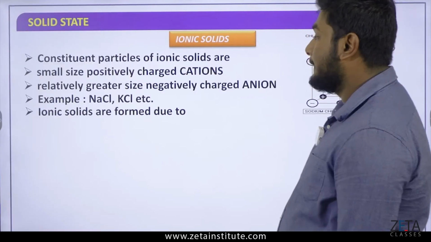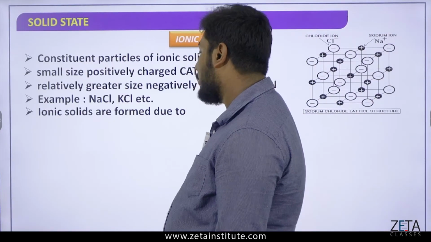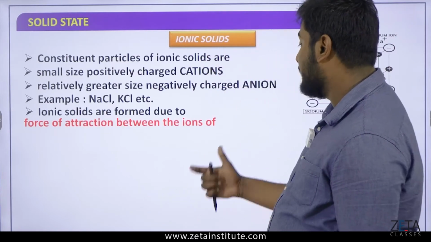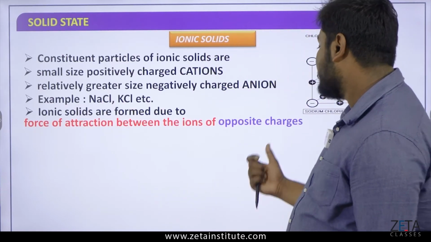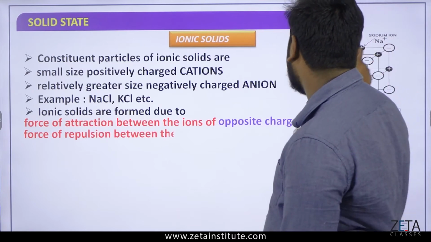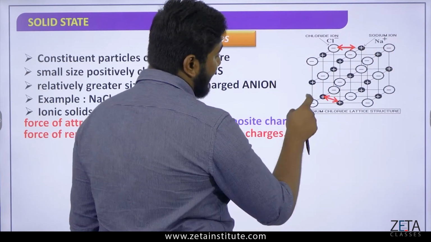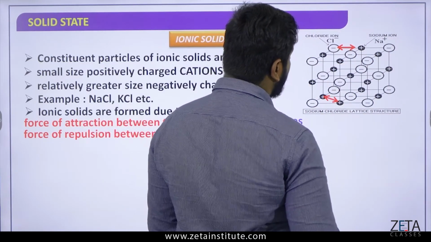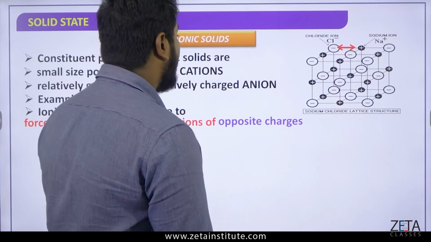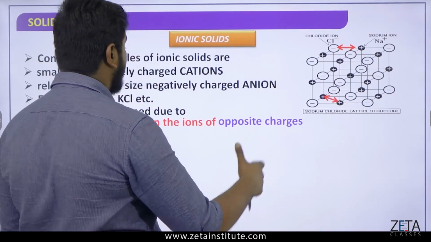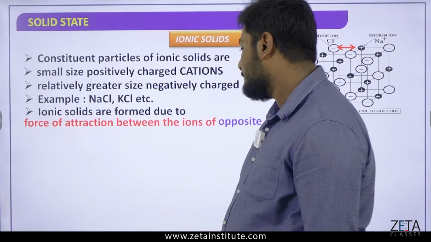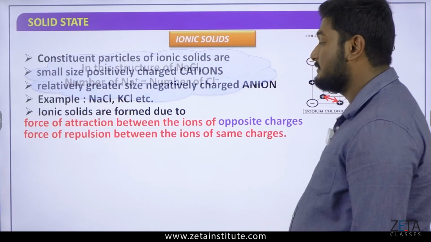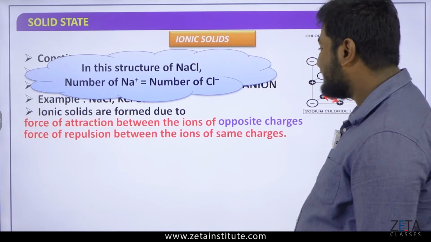Clear? And the third point, ionic solids are formed due to force of attraction between the ions of opposite charges. That means here we have the opposite charges between this cation and anion, right? So that's why the bond is forming. That's why the solids are forming.